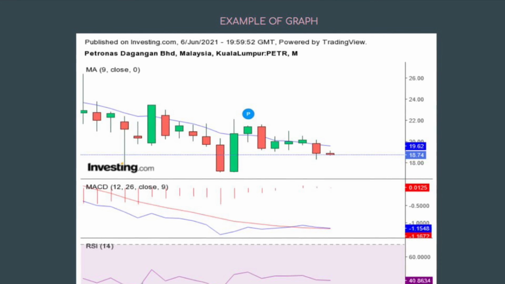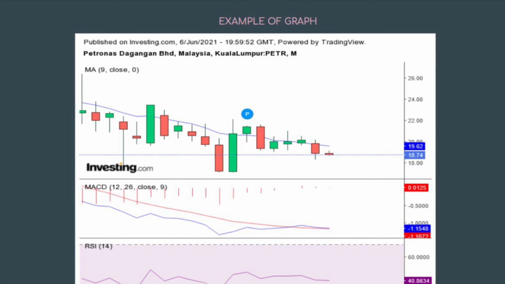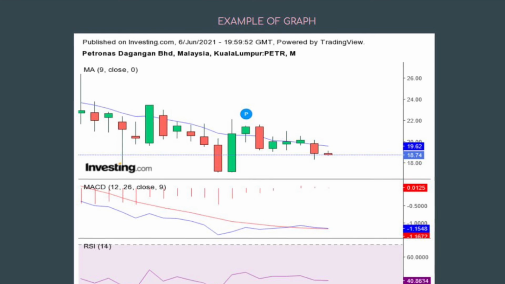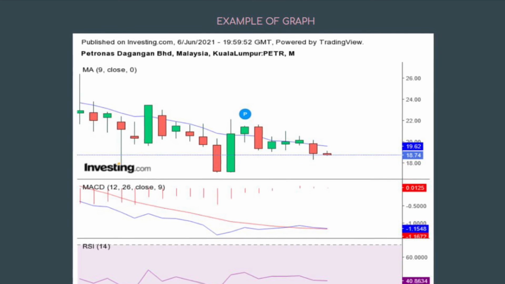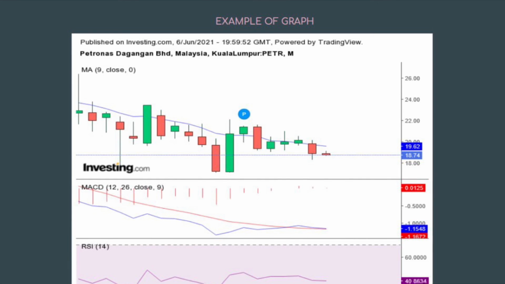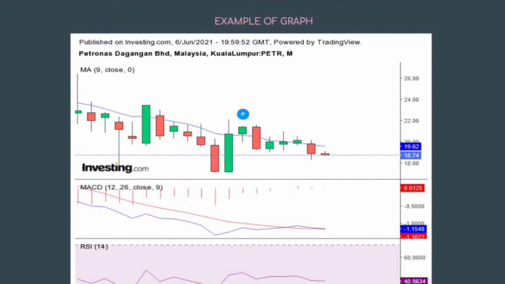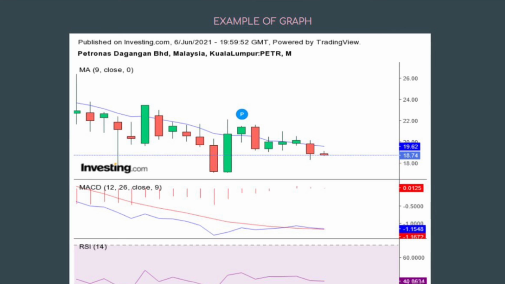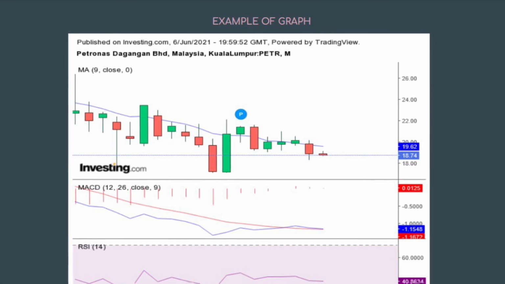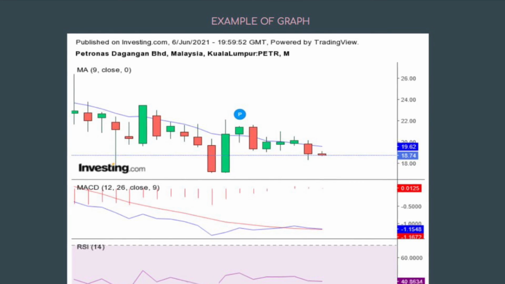For the support and resistance, we can see it through the dotted line. In the graph, it shows that the dotted line is at 18.74. That means the price cannot go below 18.74.